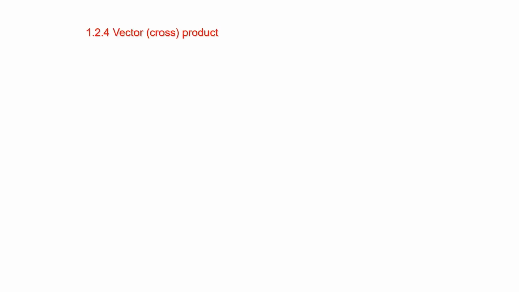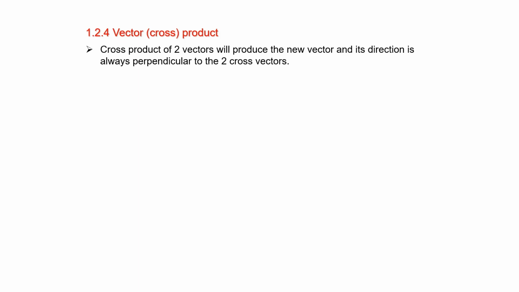1.2.4 Vector or cross product. The cross product of two vectors will produce a new vector and its direction is always perpendicular to the two crossed vectors. Given that vector A is crossed with vector B at angle theta, vector A cross vector B will produce vector C that is perpendicular to vector A and B.